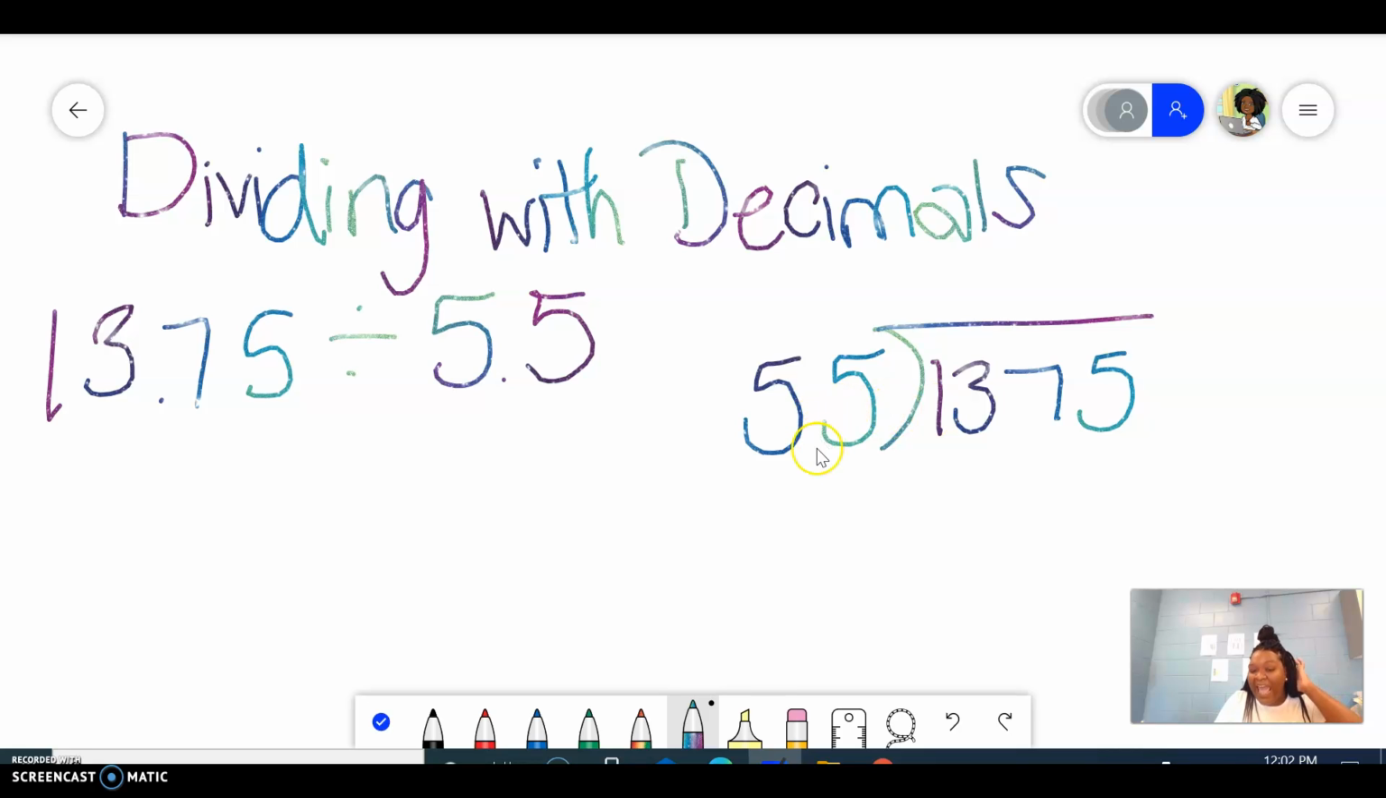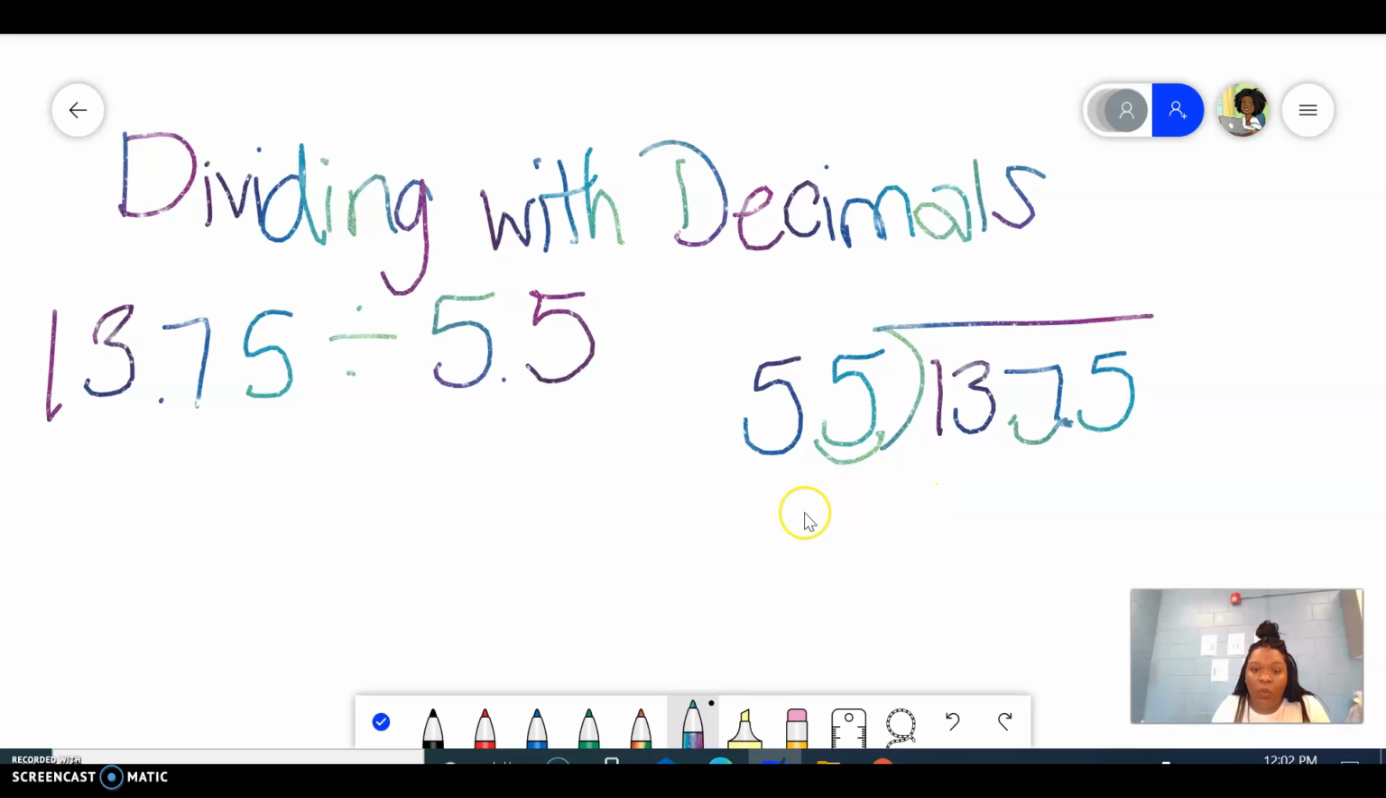The first thing we need to do is move our decimal until our divisor becomes an integer, a whole number. That means there's no decimal. So I'm going to move my decimal one place to the right. Whatever I do to my divisor, I have to do to my dividend. So if I move my decimal place one place to the right with my divisor, I have to do that with my dividend as well. So my decimal place was here. Now I'm going to move it here.